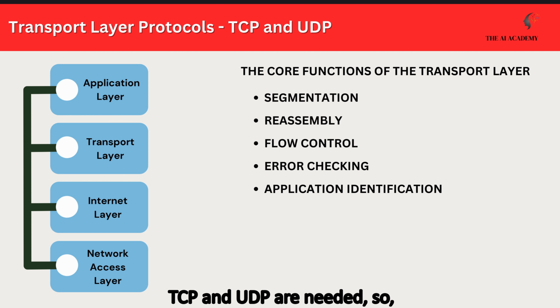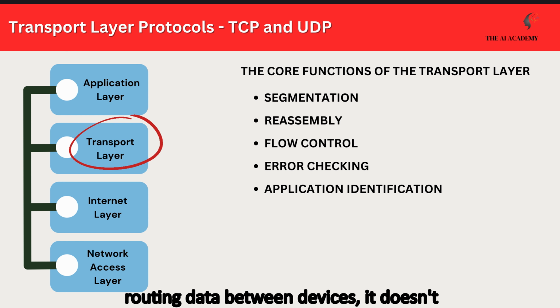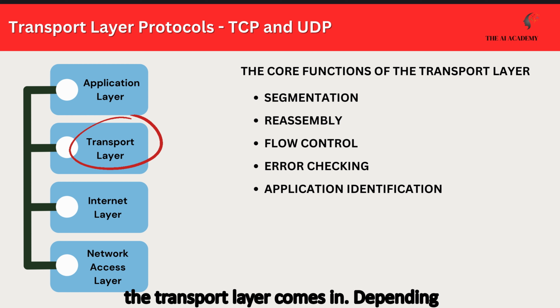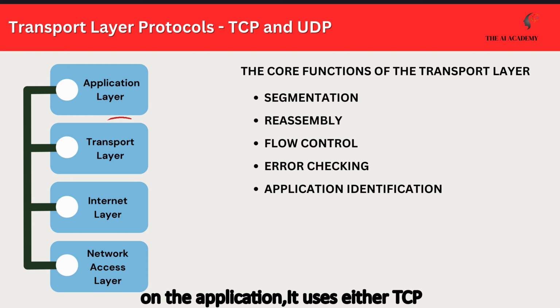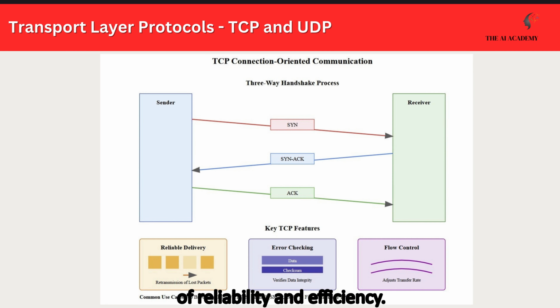Why TCP and UDP are needed. So, while the Internet layer focuses on routing data between devices, it doesn't guarantee data will arrive intact, in order, or even at all. This is where the transport layer comes in. Depending on the application, it uses either TCP or UDP to provide the appropriate level of reliability and efficiency. So, what is the importance of the transport layer for data transport reliability? The first thing is the reliability with TCP.